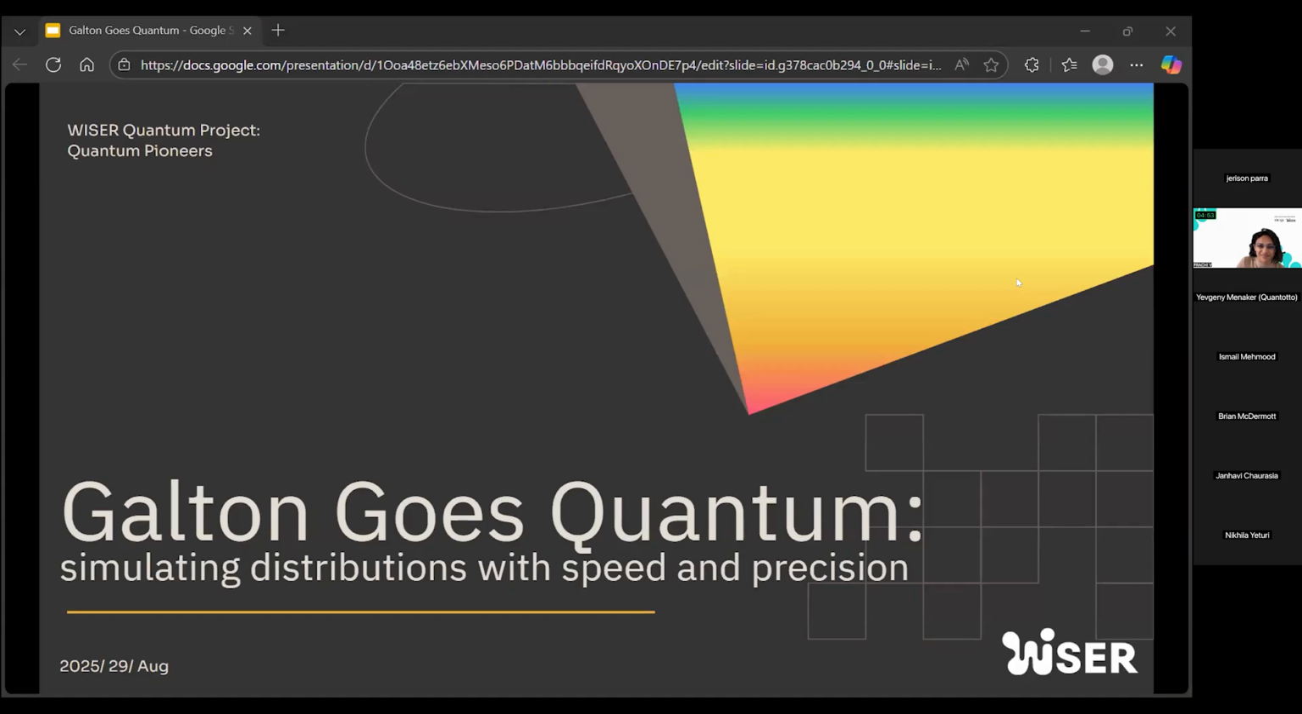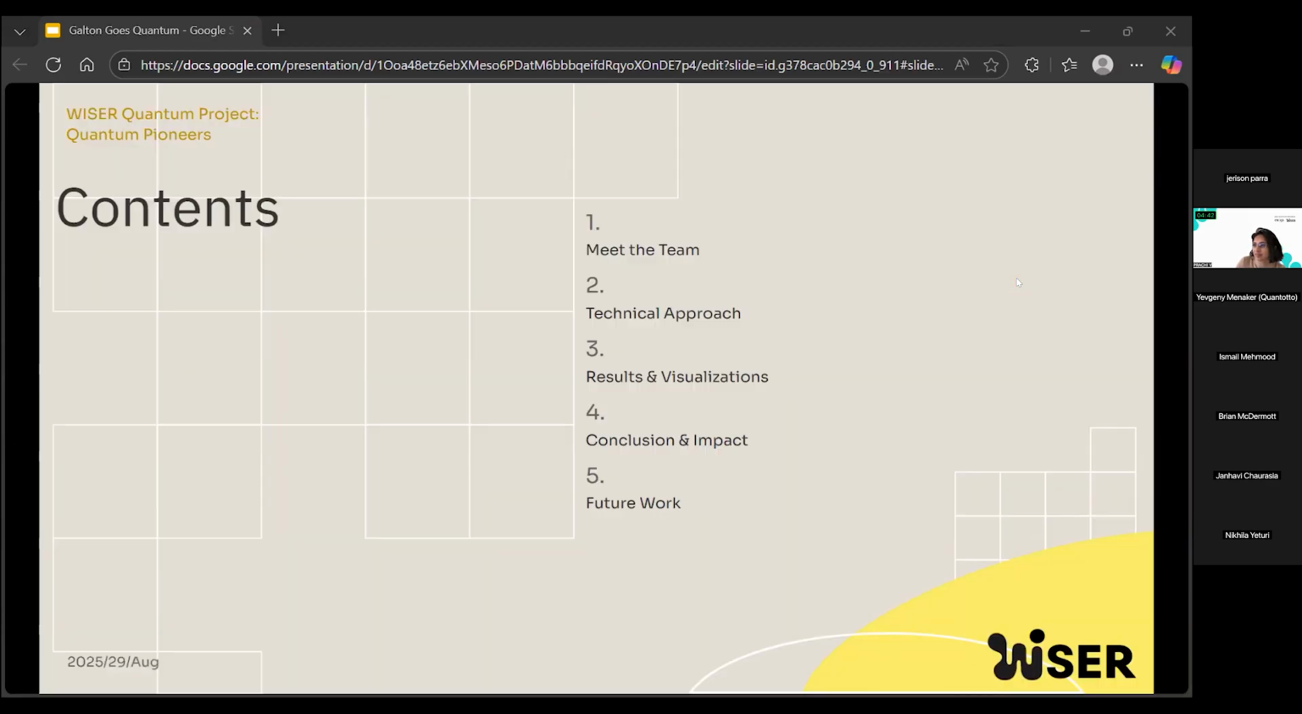Hi, everybody. We're the Quantum Pioneers. Jared Sampara. We also had Nero and Ipsita on our team. Today we're excited to present our work on quantum Galton board as a universal statistical simulation. This slide outlines the structure of our project. We'll start with a quick intro to our team, dive into what we built, including circuit design and simulations, then share our results and broader impact and ideas for future work.